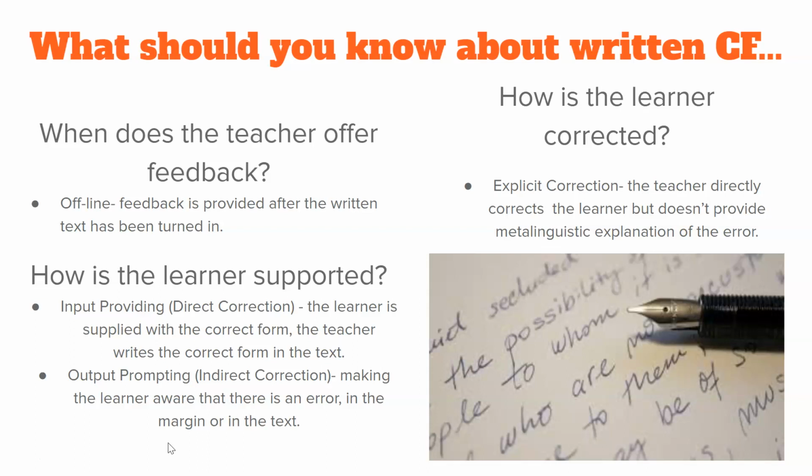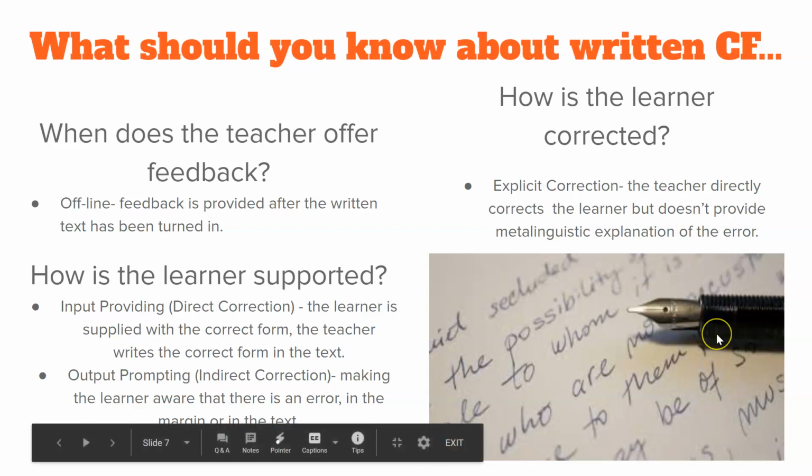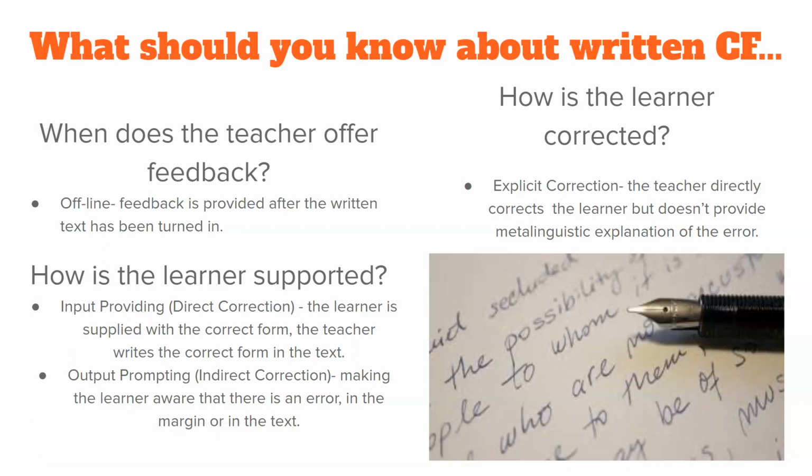Okay, so we're going to switch to written corrective feedback. And written corrective feedback is different. This is when a student writes something and then they turn it in, okay? So the teacher can only give them feedback offline because feedback is provided when the written text or assignment has been turned in, okay? And the learner can be supported in two ways.